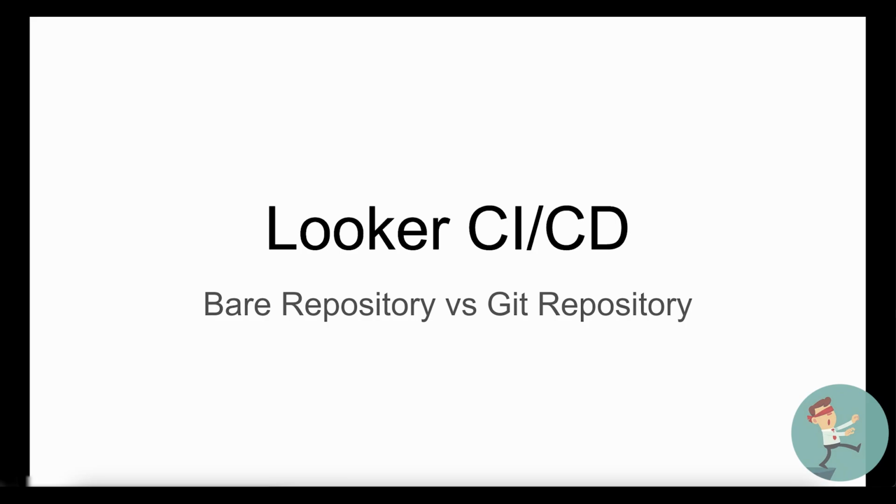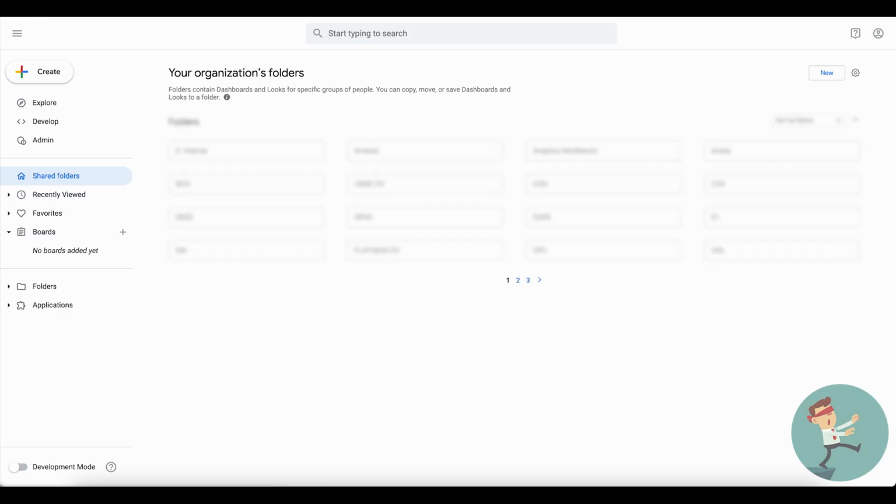I'm a Looker developer. I have about 6 years of experience on Looker, and today we'll talk about Looker CI/CD operations, that is Looker version control using Bare repository and Git repository. We'll talk about the benefits of each of these and the limitations, and today we'll just be covering that. I will make one more video where I will explore each of these in detail, and after that you can decide which one to choose for your first project. Let's head over to Looker now.